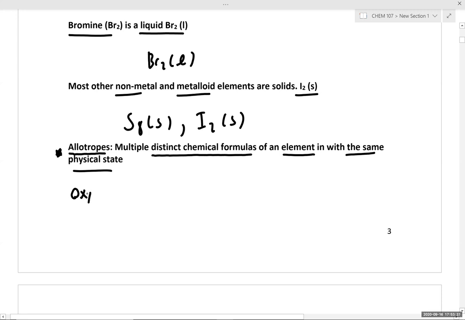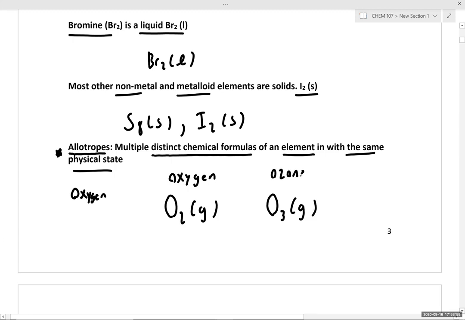So there's one word of vocabulary that I'd like you to be familiar with. Allotropes describe multiple distinct chemical formulas of an element with the same physical state. So for example, if we think about oxygen, oxygen is commonly written as O2 gas. This is known as oxygen. However, there's another allotrope, another formula of oxygen in the gas phase called ozone.